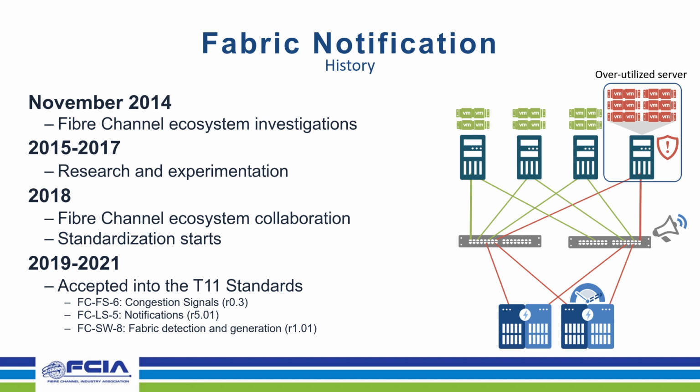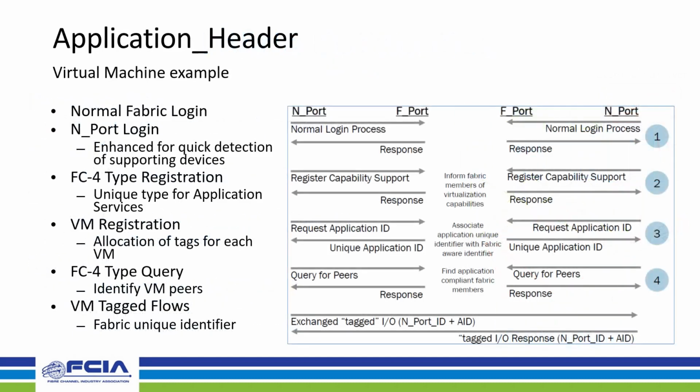The history of fabric notifications: this is a common issue in any sort of networking protocol. It started to be investigated back in 2014, there was some research on it, and then in 2018 the standardization of it started. In the last two years this has been rolled into the Fibre Channel standards, and I would expect to see these mechanisms in devices fairly soon.